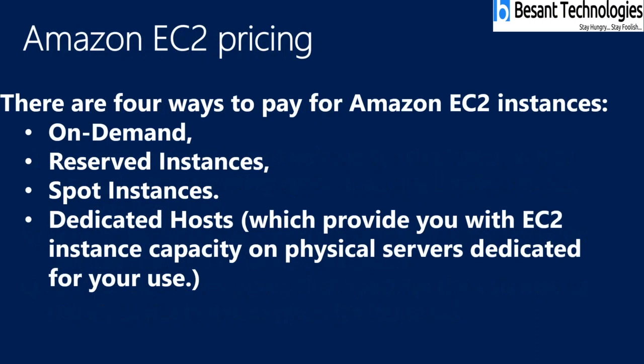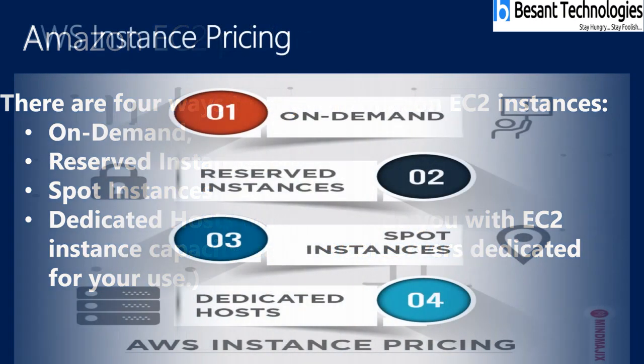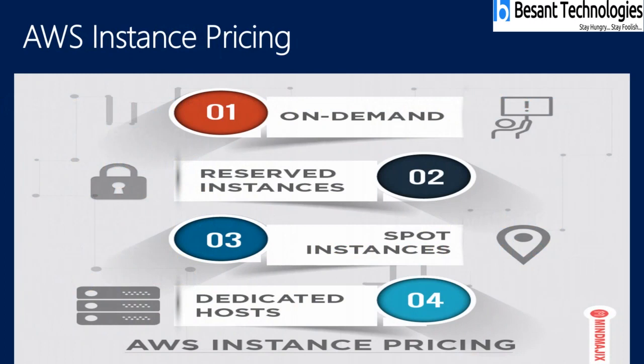Amazon EC2 pricing. What are the types of pricing in Elastic Compute Cloud, or your server version in your Amazon cloud? There are four ways to pay for Amazon EC2 instances: on demand, reserved instances, spot instances, and dedicated host, which provides you with EC2 instance capacity on a physical server dedicated for your use. This small image will give some concept of your instance prices in AWS.